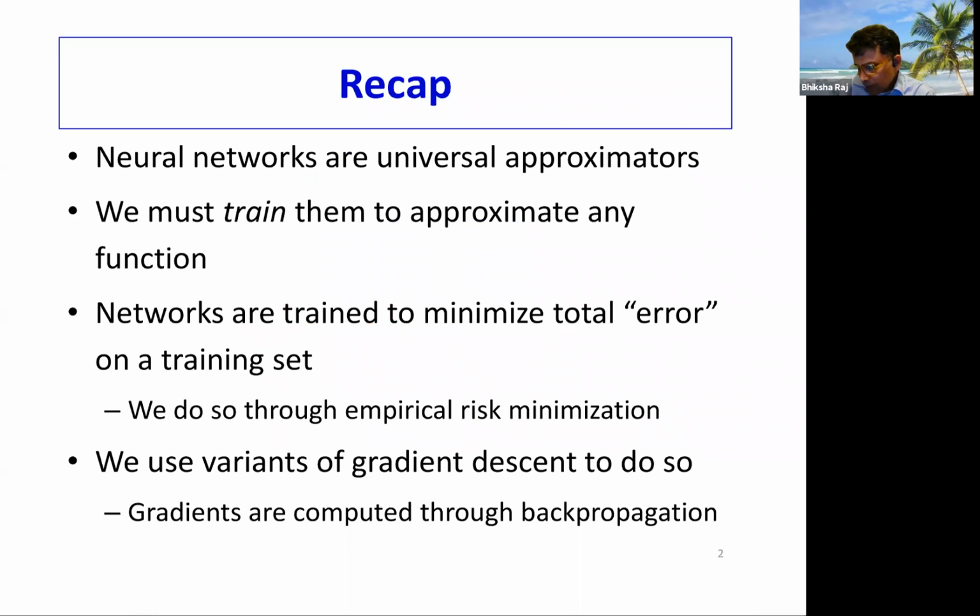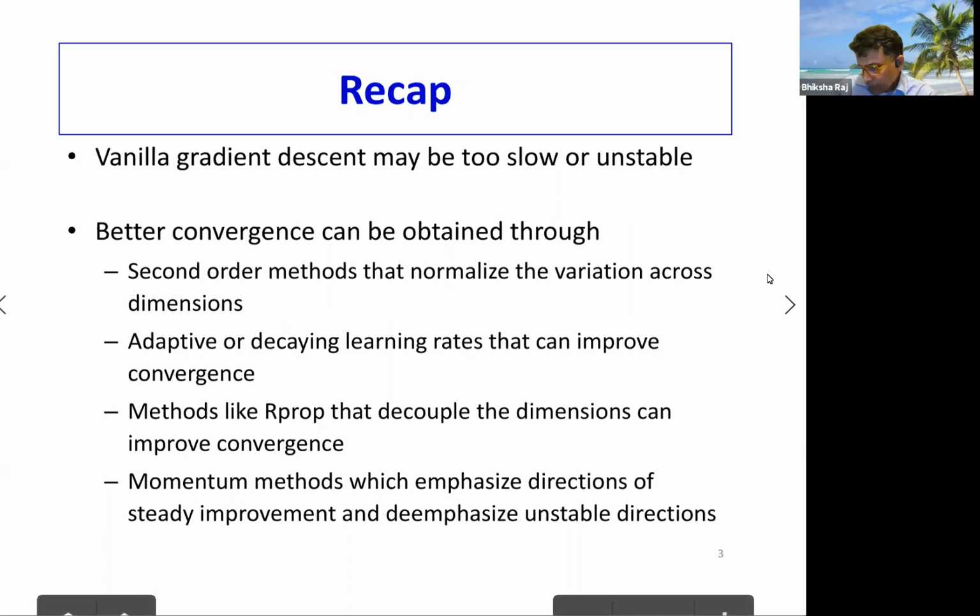Please mute yourself, folks. We've seen that neural networks are universal approximators. We must train them to approximate any function. Networks are trained to minimize a total error or a loss on a training set, and we do so through empirical risk minimization. We use variants of gradient descent to do so, and gradients are computed using backpropagation.